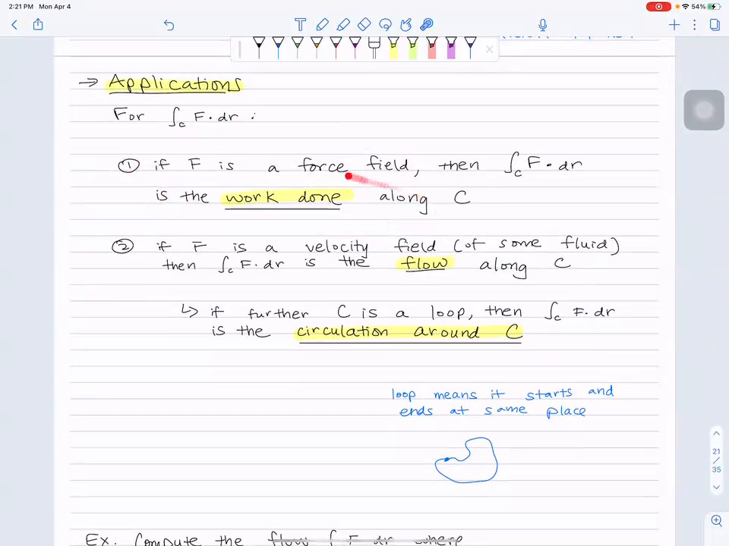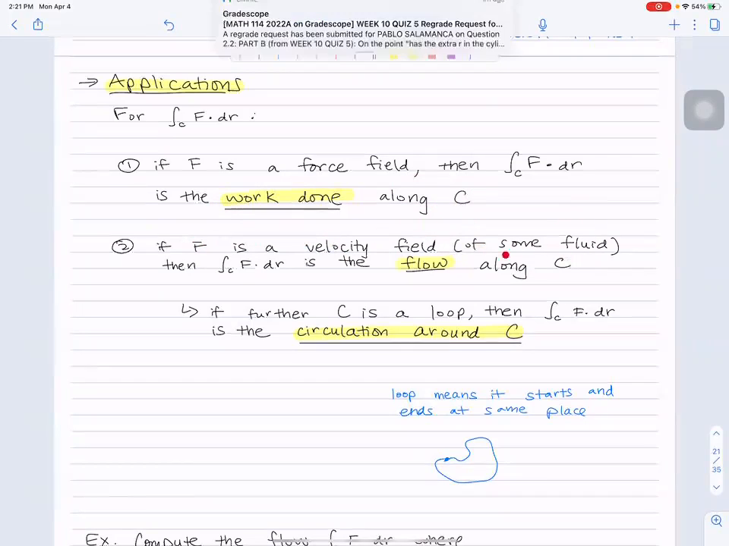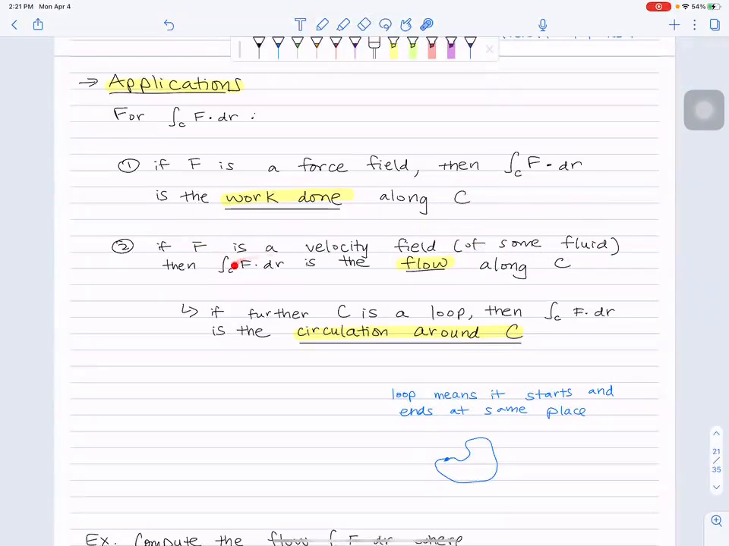So here I just explained the definition. If F is a force field, then this line integral that we found is going to be the work done along your curve. If F is some velocity field of some fluid, for example, then this integral is going to be the flow along C. And furthermore, if your curve is a loop, so it's not just a normal curve but actually a loop, then it's called the circulation. A loop means that it should start and end at the same place.